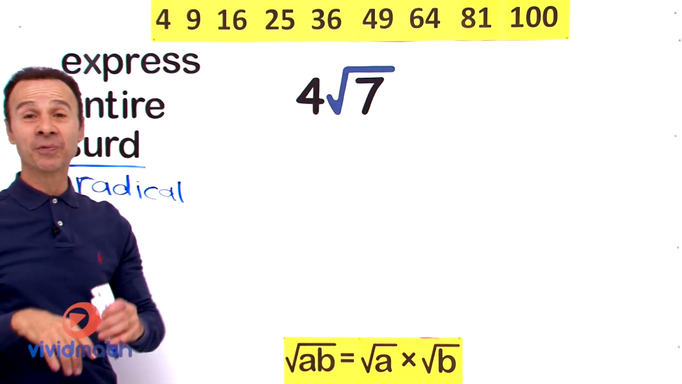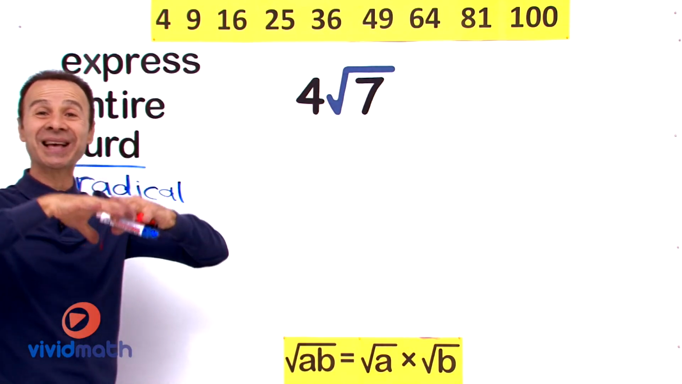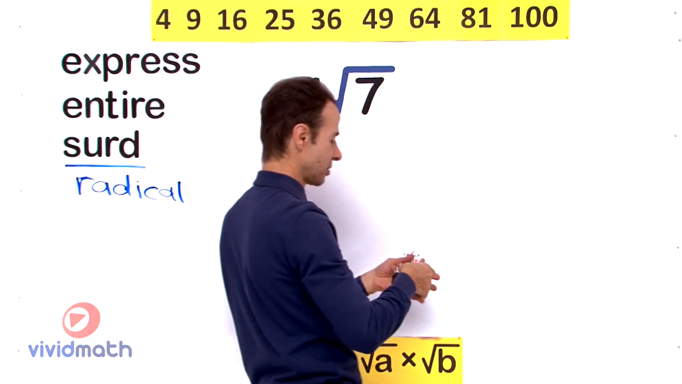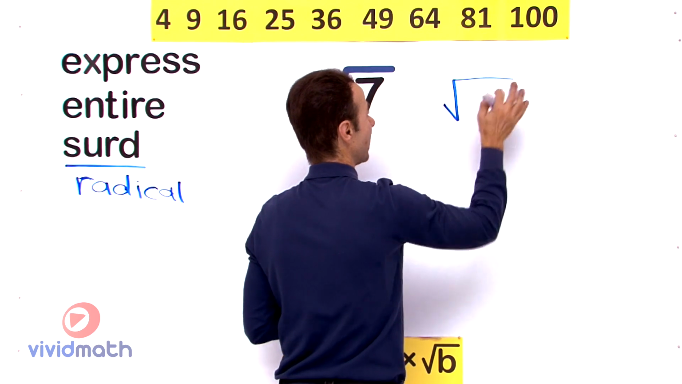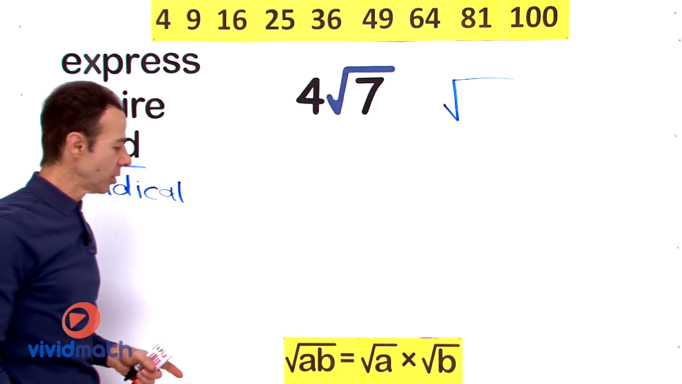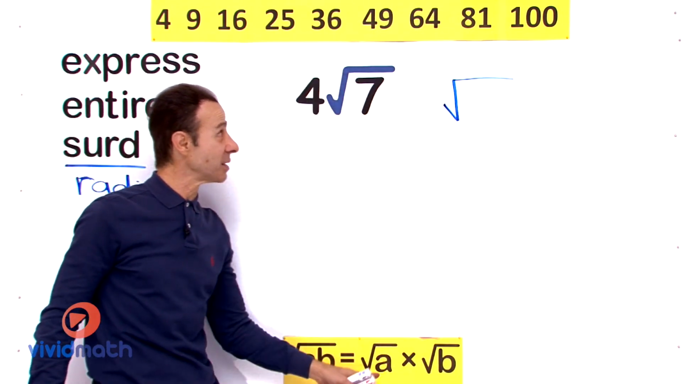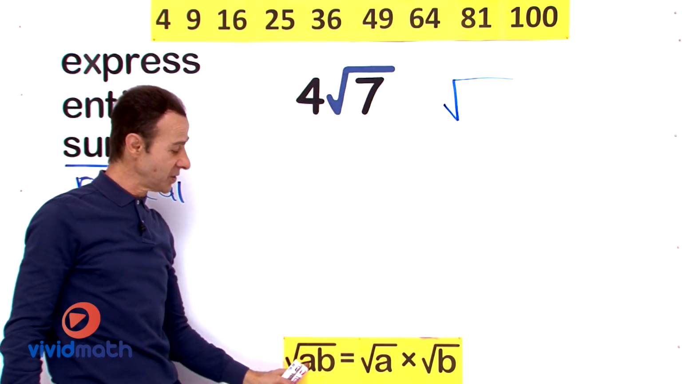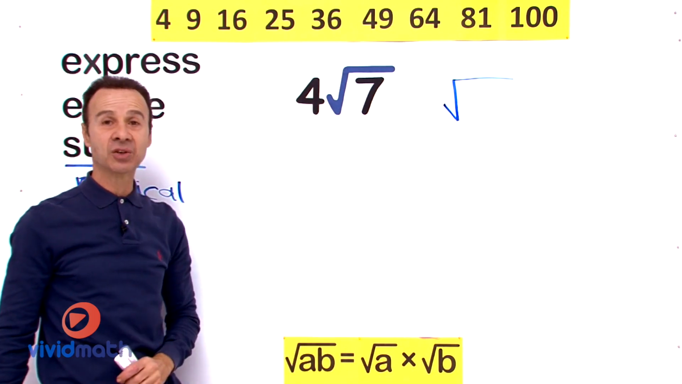Okay, we want to simplify it. Well, not simplify it, we want to express it as an entire surd. So how do we put this all under one house? We want to put it all under one house like that. How do we do that? Well, we want to find two numbers that multiply, right? And one of them has to be a square number, so it fits under here like that, A times B.